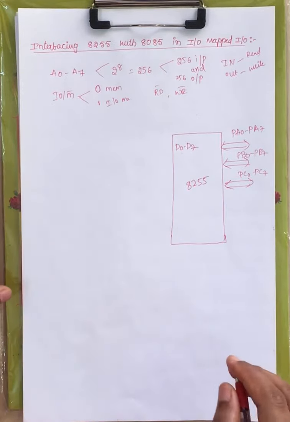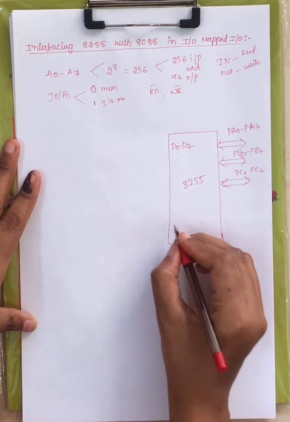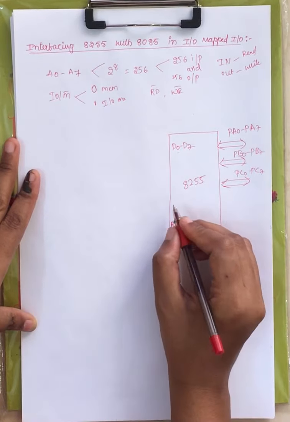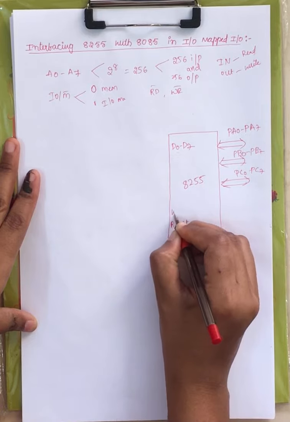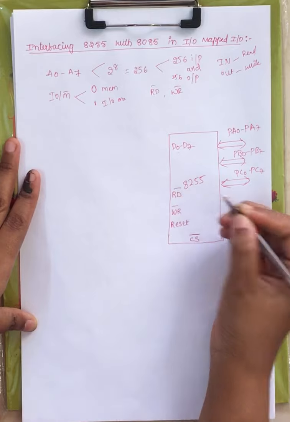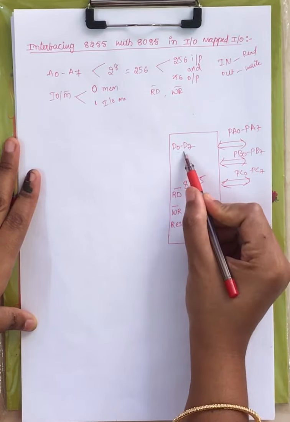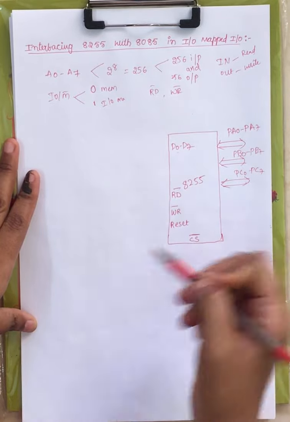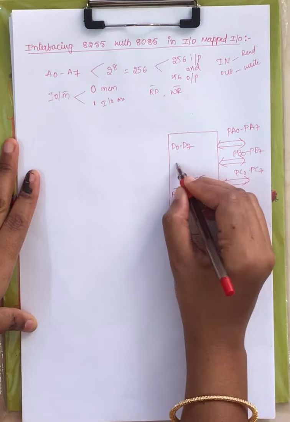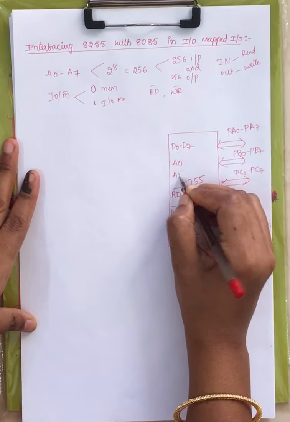You have the chip selection pin, and reset. Next you have writing the data. For writing the data we are using WR bar. For reading the data we are using RD bar. Now 24 plus 8, 32, 34, 35, 36, 37. Now what is the left out pin? A0 and A1.